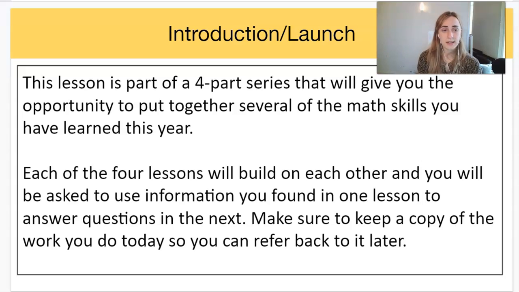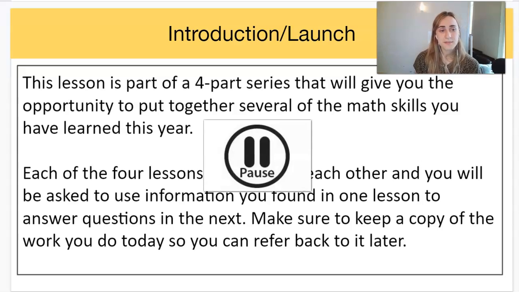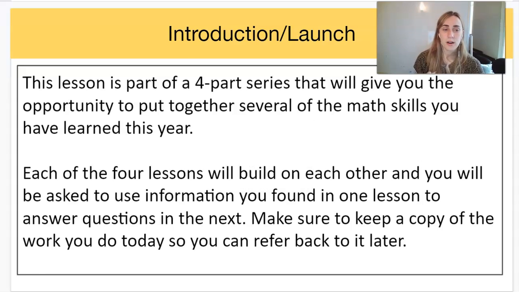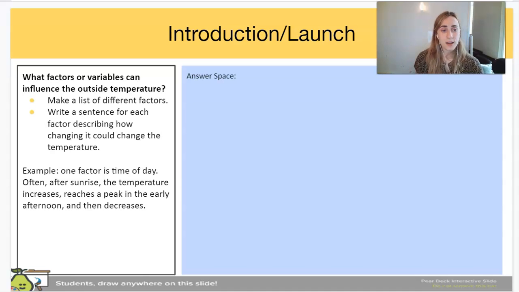If you want to reread these directions, since they're really important, please pause and do that. And if not, we'll move on to slide B, which is the second part of our introduction/launch, where we actually get to answer a very interesting question. So our question here is, what factors or variables can influence the outside temperature? So you're just going to get a list of as many different factors you can think of, and you're going to write a sentence for each factor describing how changing it could change the temperature.